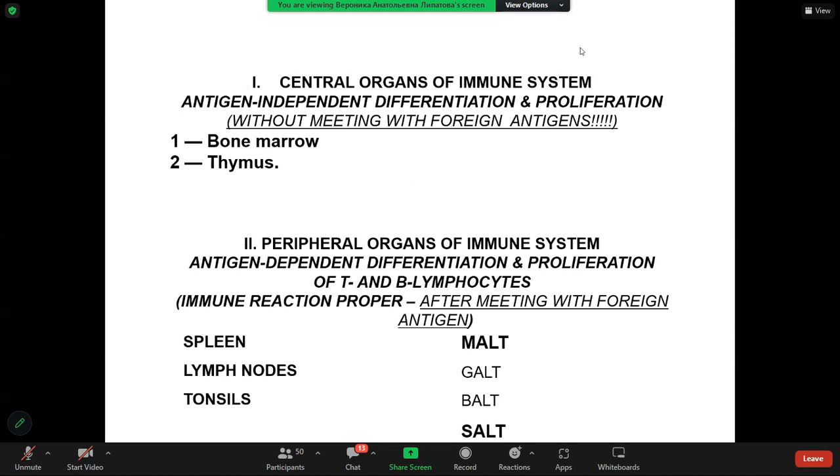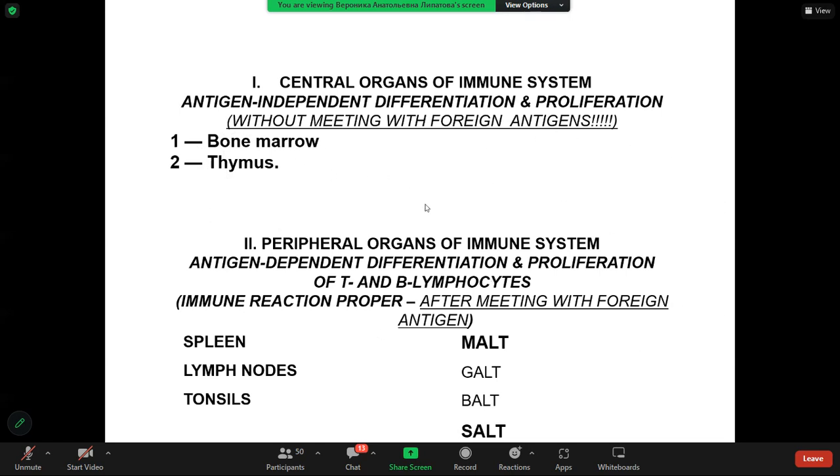Central organs of immune system. In central organs of immune system, antigen-independent differentiation and proliferation takes place. It means without meeting with foreign antigens. Main aim of it is to recognize and not to attack itself antigens.